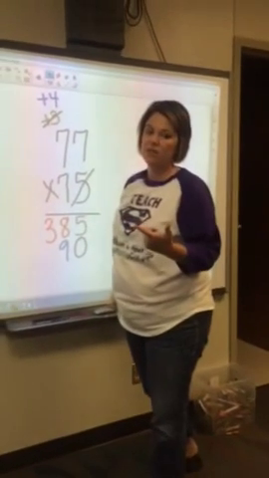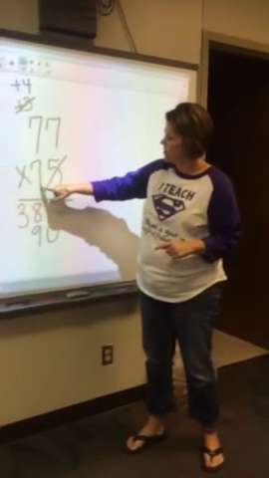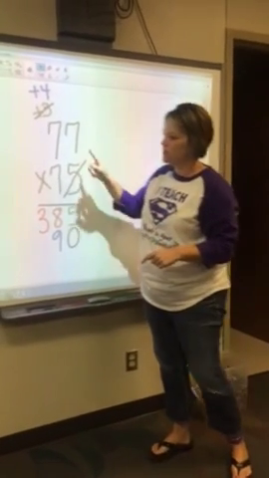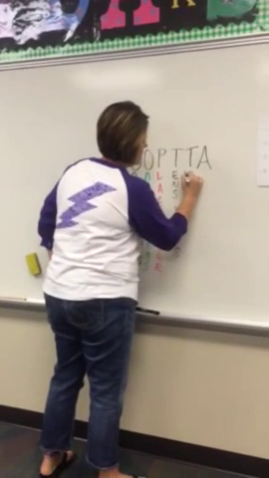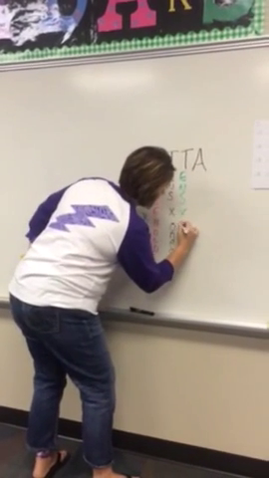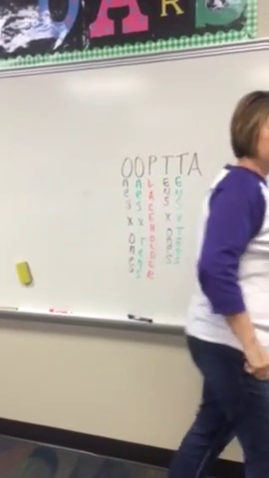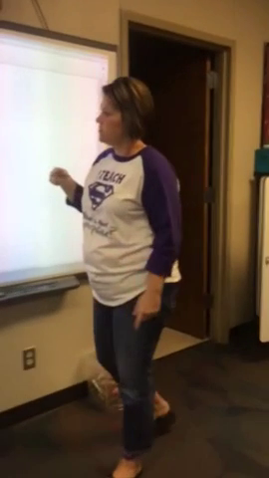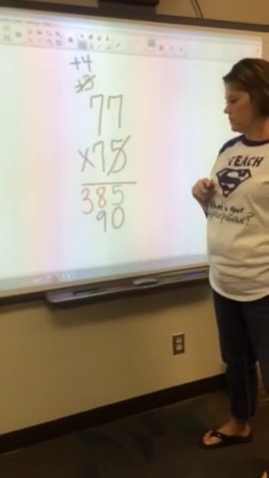What do you think the next T is for? We just did tens times ones. What do you think it's for? Tens times tens. So let me put that in over here. Tens times tens is our next step. So what problem is tens times tens? 7 times 7. 7 times 7 is? 49. Plus 4. 53.